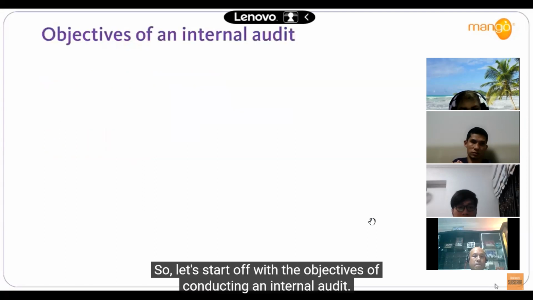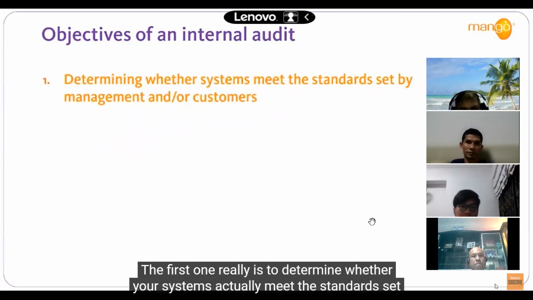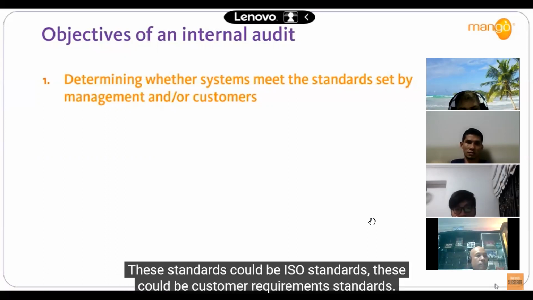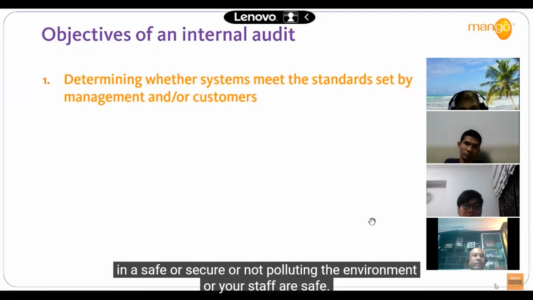So let's start off with the objectives of conducting an internal audit. The first one really is to determine whether your systems actually meet the standards set by your management team or by your customers. So these standards could be ISO standards, customer requirement standards, or standards that you've set in your own organization that mean you're operating safely or securely, not polluting the environment, or your staff are safe.